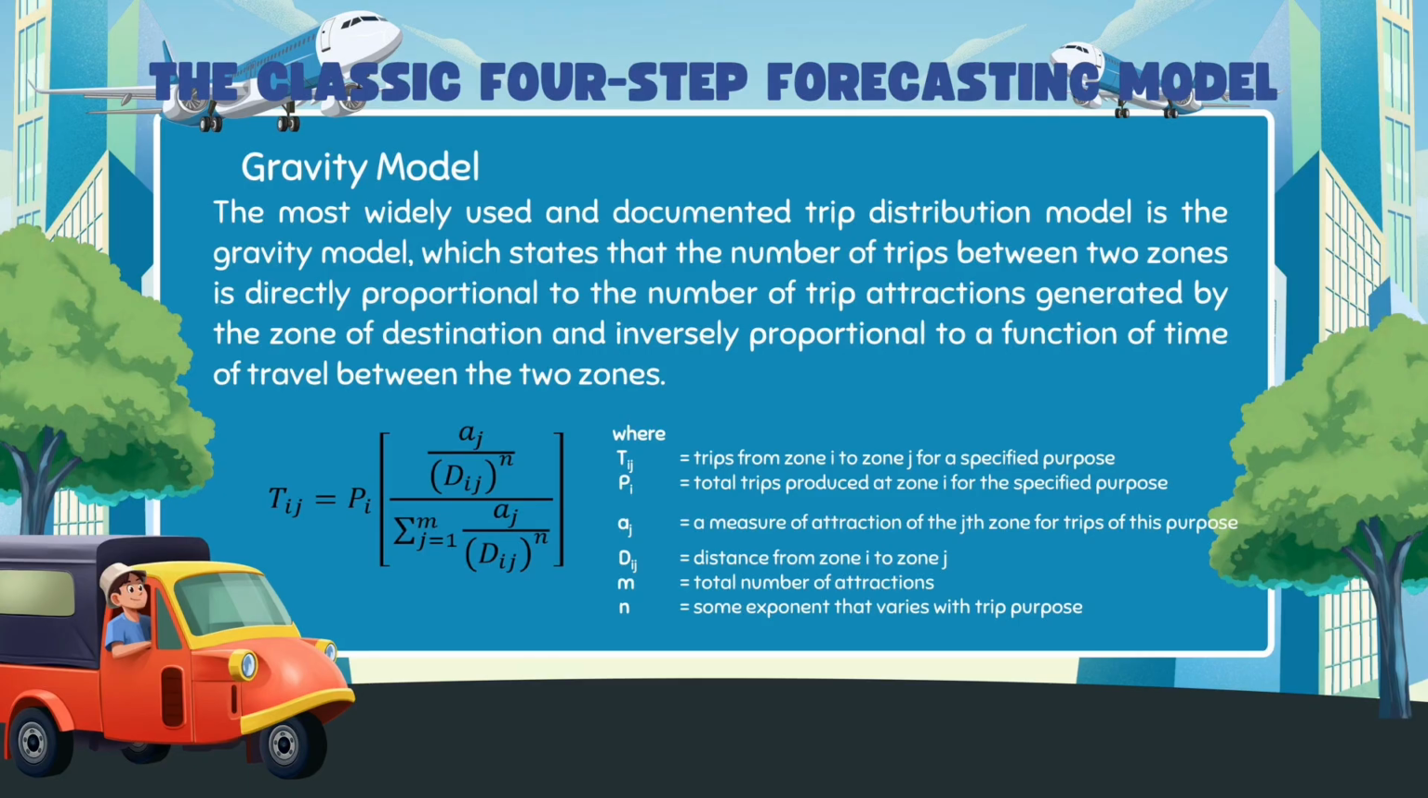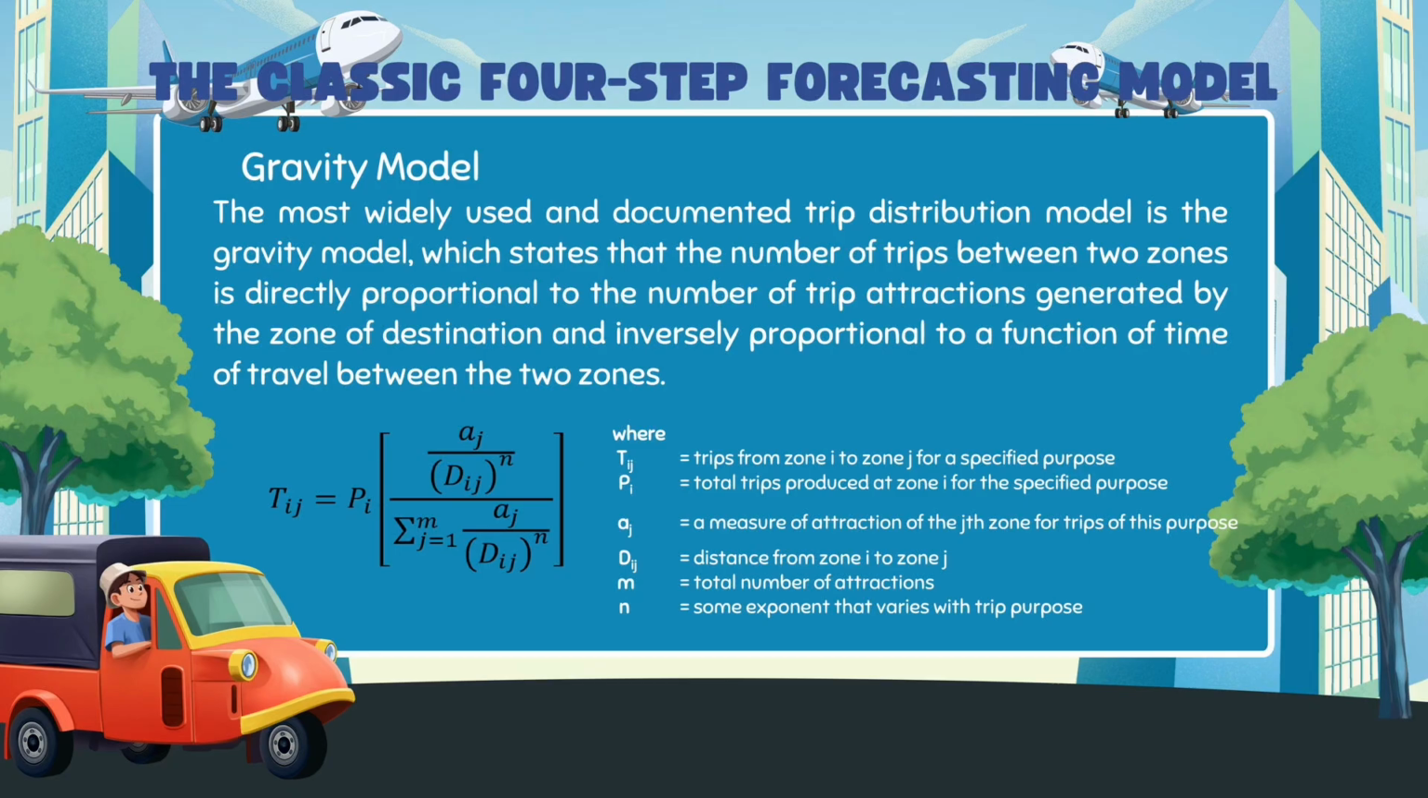As you can see in the formula, T sub ij stands for the trips, P sub i is the production, A sub j is the measure of attraction of the jth zone for the trips of the purpose, D sub ij is the impedance or the distance, then n is the exponent, and m is the total number of attractions.